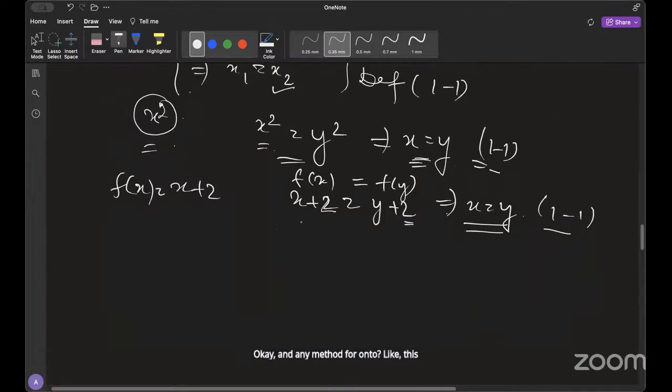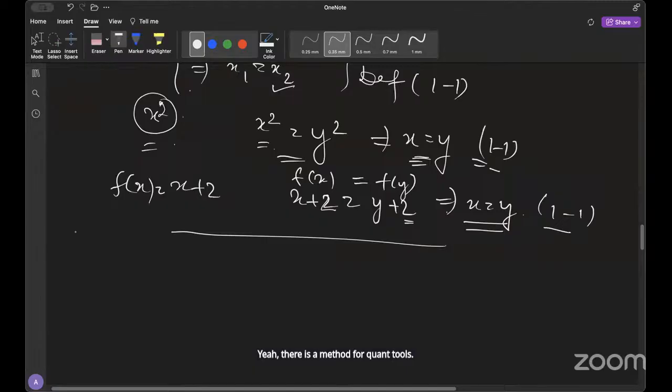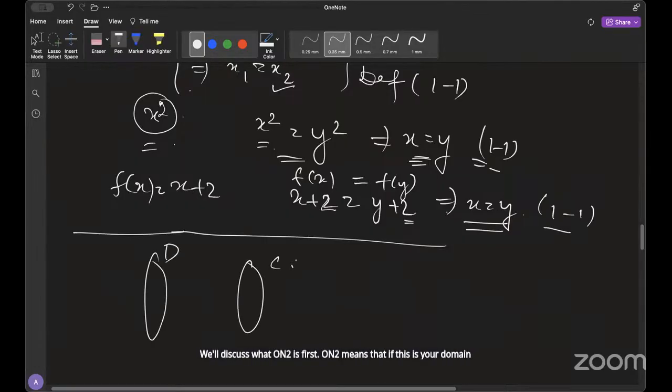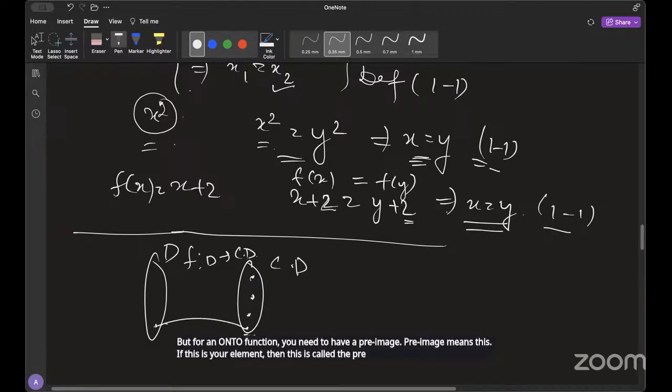Yes, there is a mathematical approach for onto. We'll discuss what onto is first. Onto means that if this is your domain and this is your codomain, you want every element here to be covered. For a general function from domain to codomain, you don't have to have a pre-image for every element in the codomain. But for an onto function, you need to have a pre-image. If this is your element, then what's mapped to this element is called the pre-image.